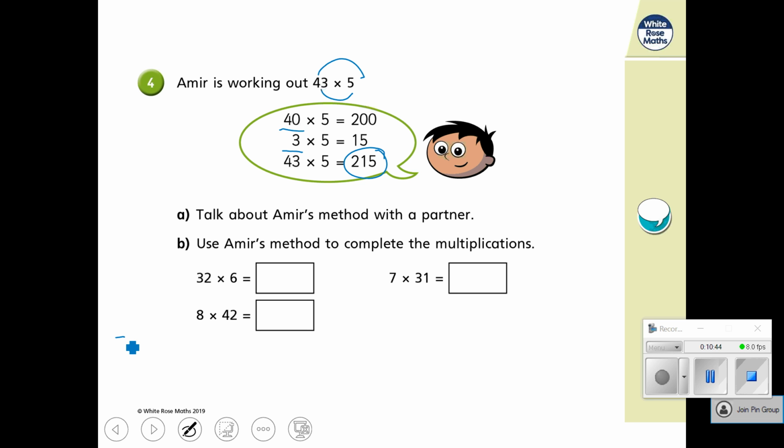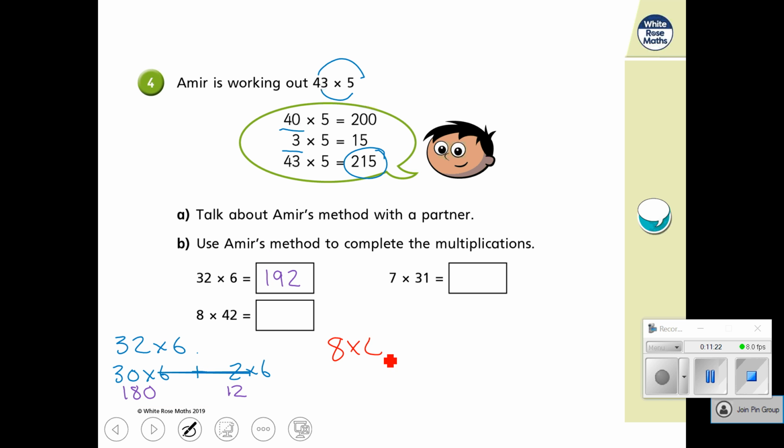32 times 6. So if I have 32 multiplied by 6, it is going to be 30 multiplied by 6 added to 2 multiplied by 6. Okay, change my pen colour. 30 times 6, well that's the same as 3 tens times 6. Well, 3 tens times 6 is 18 tens, which is 180. 2 times 6 is 12. So if I put those two answers together, my answer should be 192.